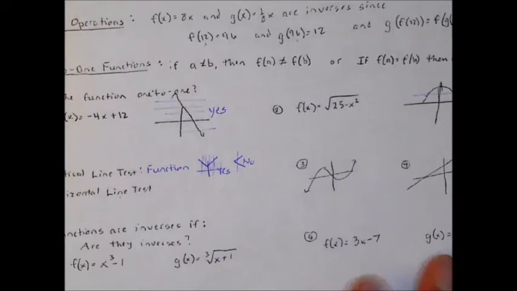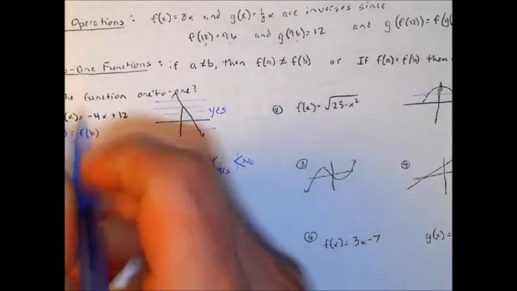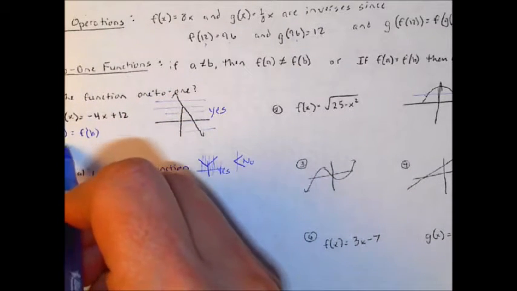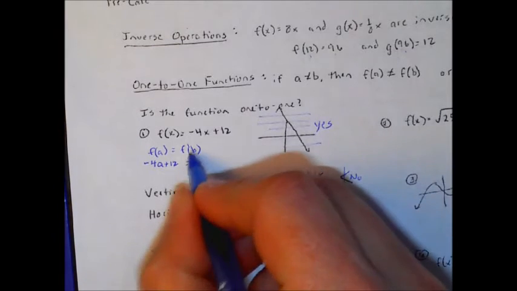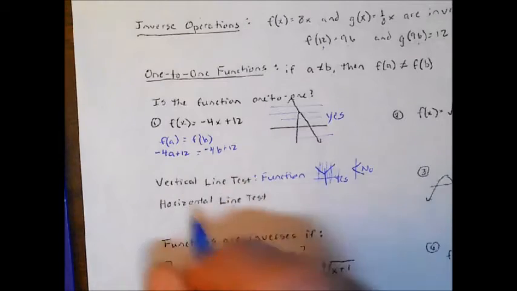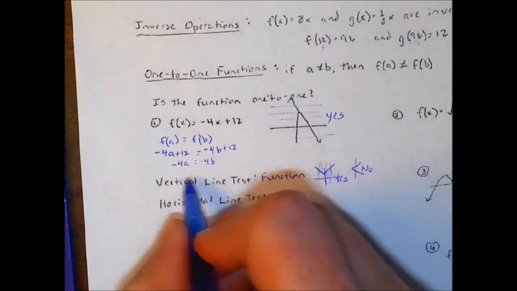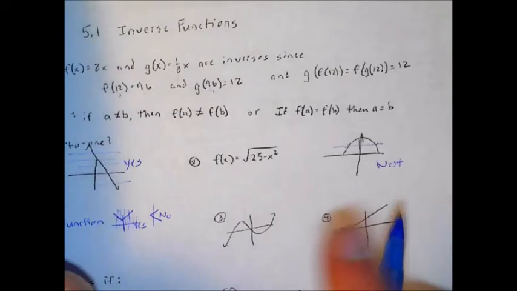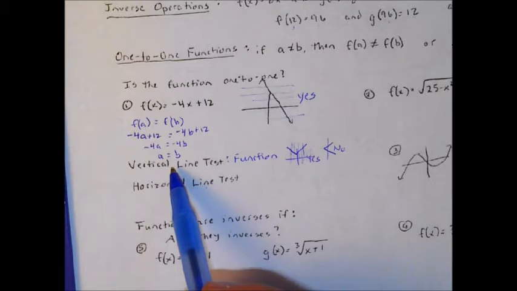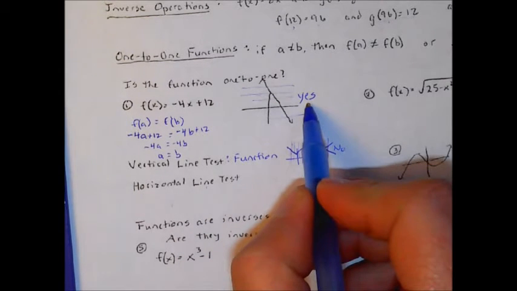The other way to think about it is this: f of a and f of b. If I plug an a into this, I get -4a + 12. And if I plug a b into this, I get -4b + 12. If I subtract 12 from both sides, I have -4a = -4b. And if I divide by -4 on both sides, I get a = b. So by our definition up here, if f of a and f of b are equal, then a has to equal b, which it does here. And also the horizontal line test: if it passes through once, then yes, it is one-to-one.